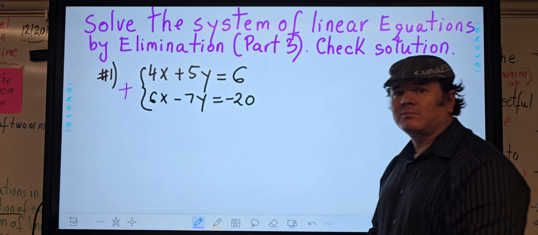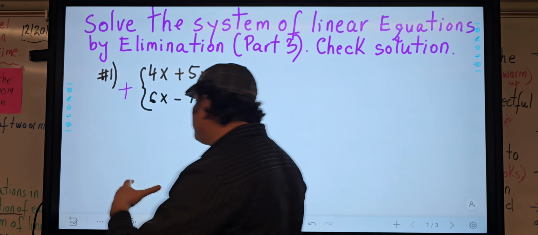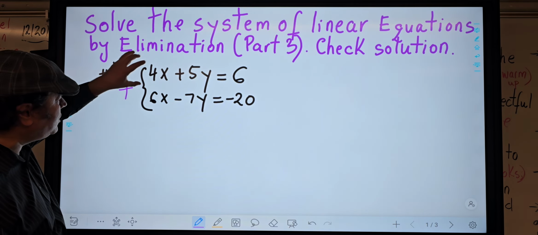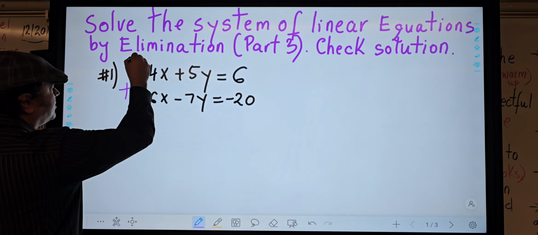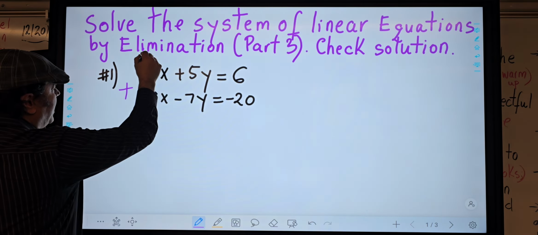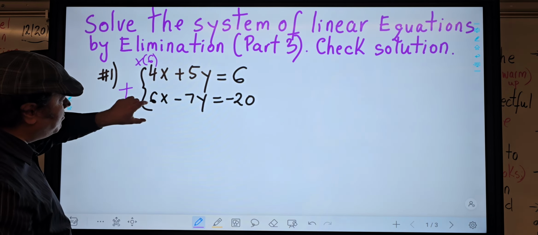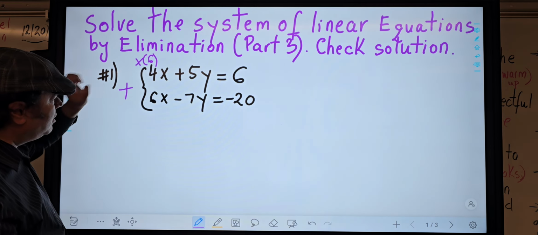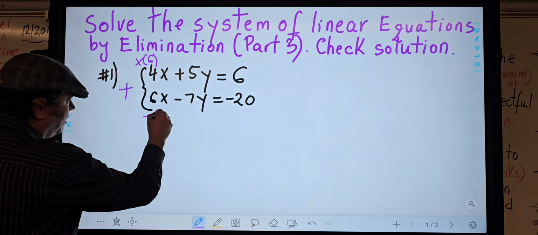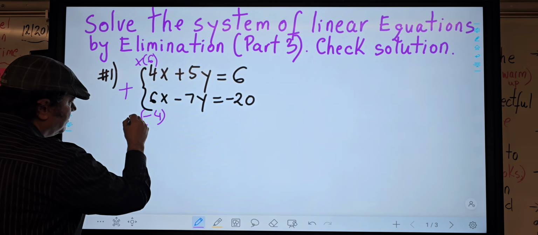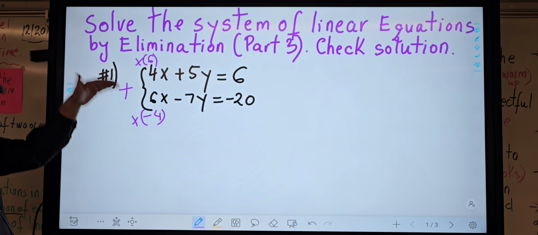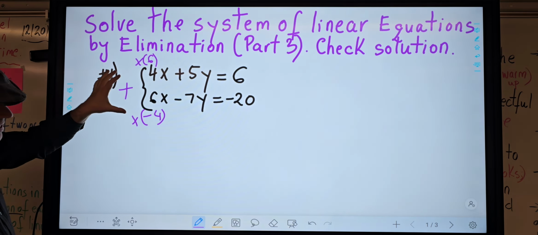Now, a really good technique would be to multiply the top number by the number on the bottom here. So if we multiply 4x by 6, 6 times 4 is 24. And then if we multiply the bottom number 6 by 4, but we need a negative 4 because we need the opposite in order to cancel the x, by negative 4, 6 times negative 4 becomes negative 24. And in this case, we are going to be able to cancel the x.